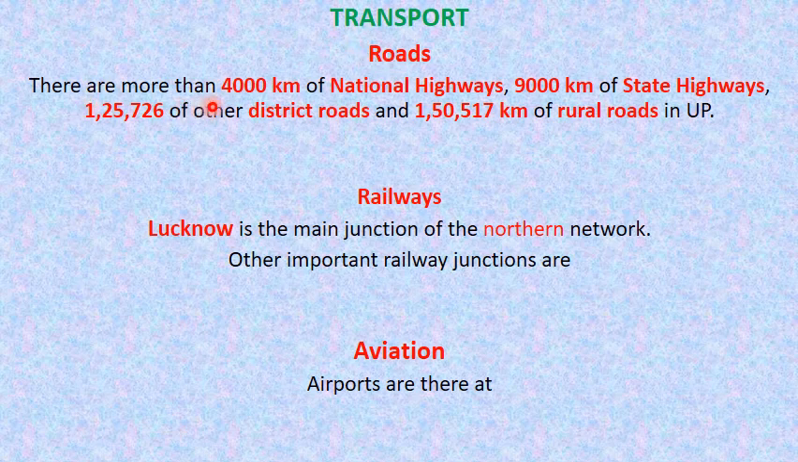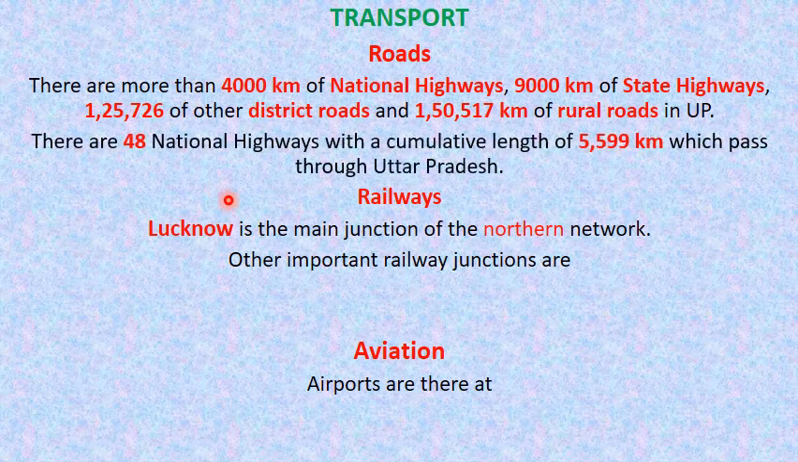Transport, roads. There are more than 4,000 kilometers of national highways, 9,000 kilometers of state highways, 1,25,726 of other district roads, and 1,50,517 kilometers of rural roads are there in UP. More are being built. Our Honorable Minister of Road Transport, Mr. Nitin Gadkari, is working on developing roads, highways at all levels on a war footing. There are 48 national highways with a cumulative length of 5,599 kilometers which pass through Uttar Pradesh.